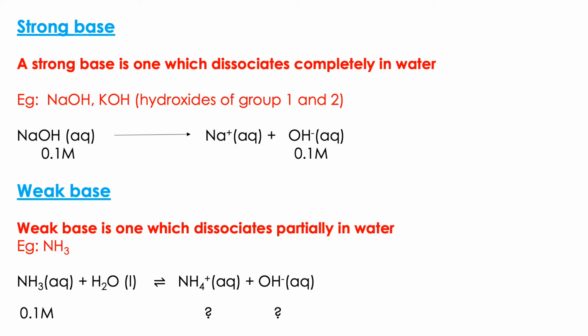A weak base is one which dissociates partially in water. Example, ammonia. When ammonia reacts with water, the water acts as an acid. It donates a proton to ammonia to form ammonium ion and OH- ions. If the initial concentration of ammonia is 0.1 moles per decimeter cube, we do not know the concentration of ammonium or the hydroxide ions because the dissociation is partial.